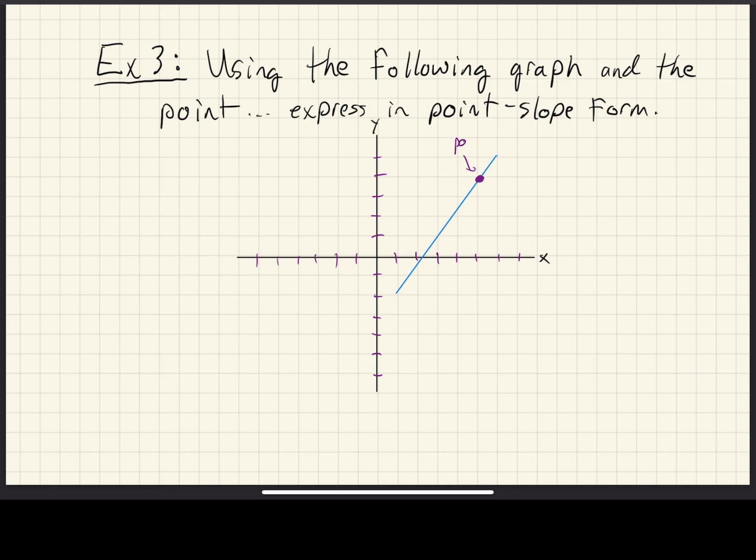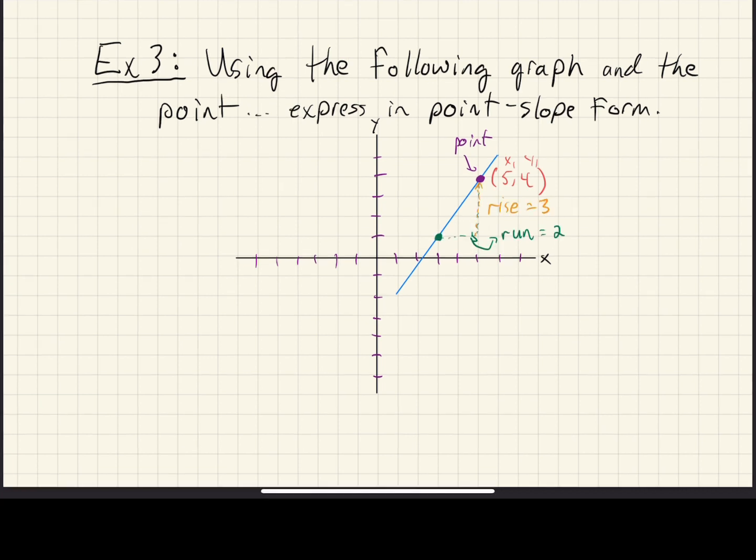So the point that it's talking about is over here. So here's the point. What I'm going to do right now is label that point. I could see that that point is at 5 and about 4. And that's going to be x1 and y1, because it's not the y-intercept. And then what we're going to do is get the slope of this line.